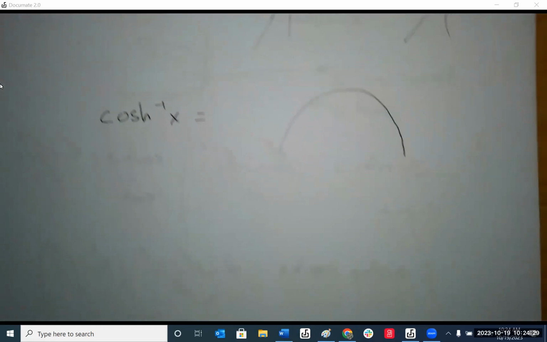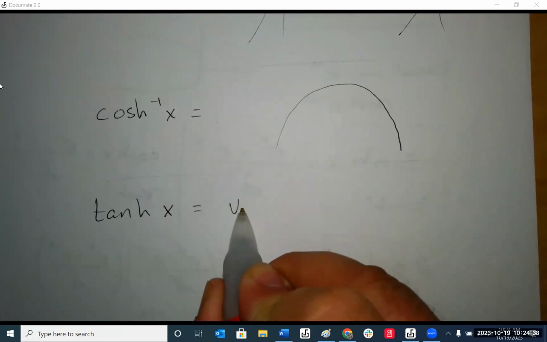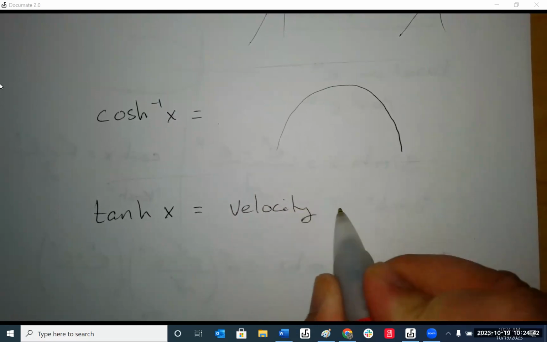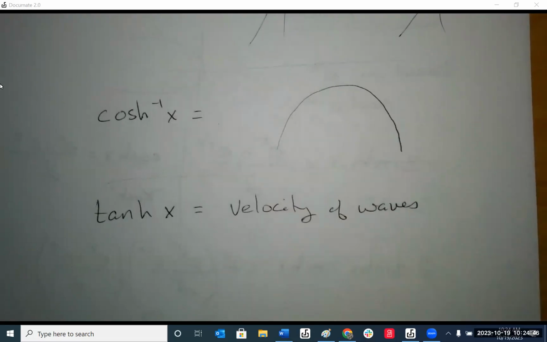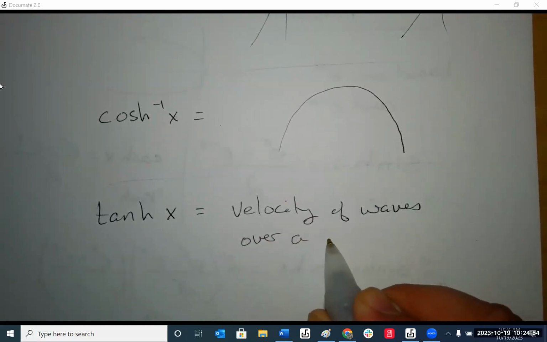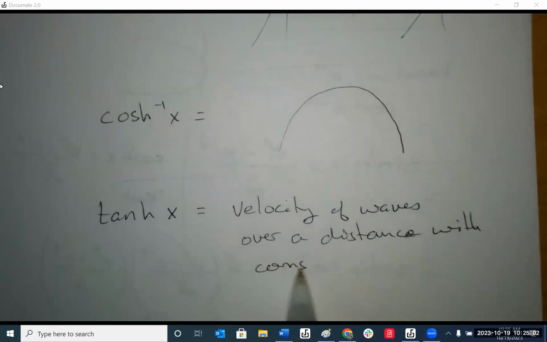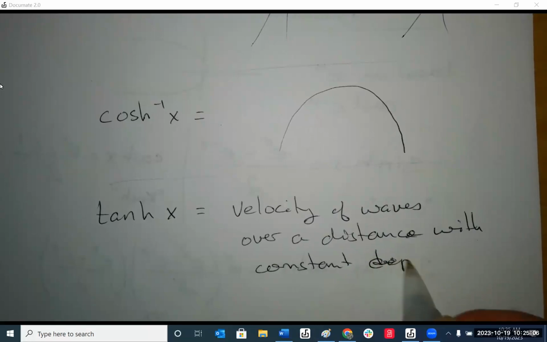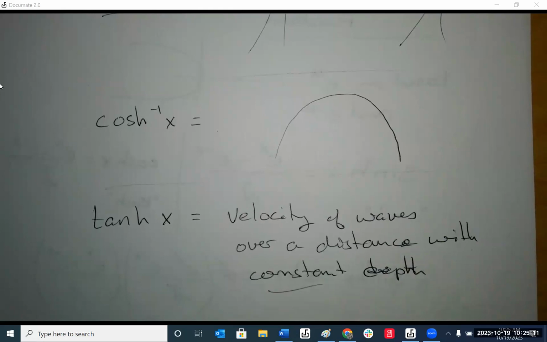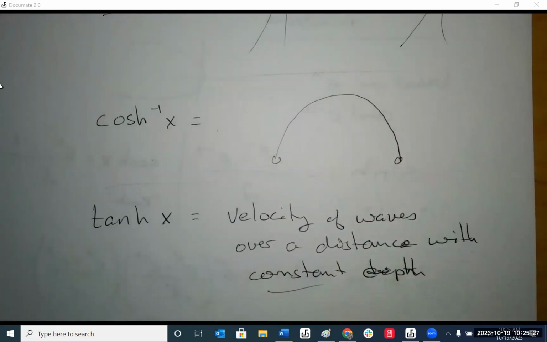In oceanography, the hyperbolic tangent defines the velocity of waves over a distance with constant depth. Again, the consistency is pretty important, like we did with the cable, the hyperbolic cosine. In order to use it to define a droopy curve, we have to have the same height, the same altitude in both ends, as likewise with the inverse.